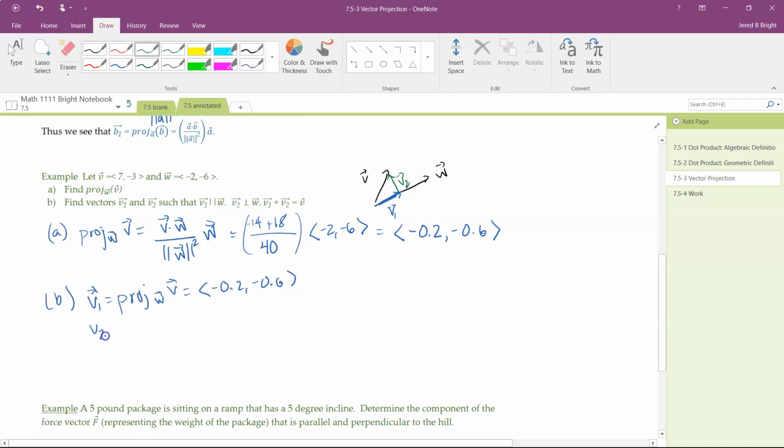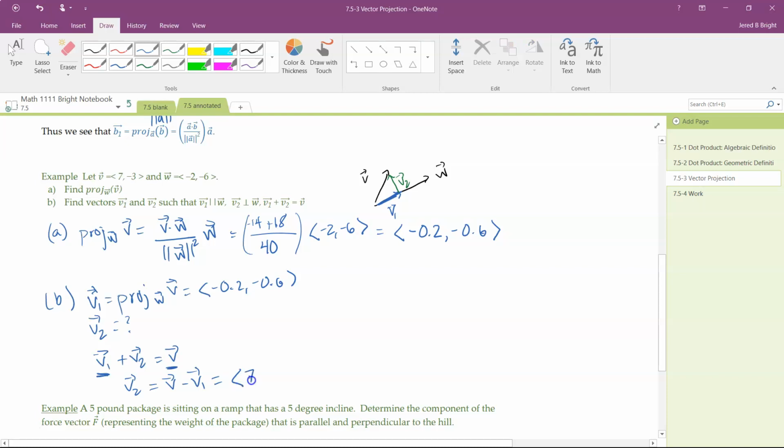Now for v2, that one's a little trickier. We want to find something that's perpendicular that gets us to the same spot. So this one I don't know quite so much, but I'm going to be clever. I'm going to cheat. I know that v1 plus v2 is equal to v, right? That was given. So, well, I know what v1 is, I know what v is. Oh, I can just move it to the other side, solve it like an equation. v2 is v minus v1. Oh, that's pretty easy now.